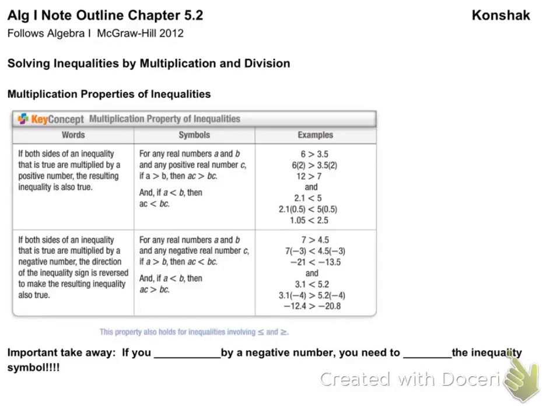Algebra 1, 5.2. We solved inequalities by adding and subtracting yesterday, which was not too bad. Usually one or two steps, because there's not much you can do by just adding and subtracting. Sometimes a little bit of gathering of like terms. Today, we're going to talk about multiplying and dividing. So now we're going to start kicking it up and basically having those multi-step inequalities.